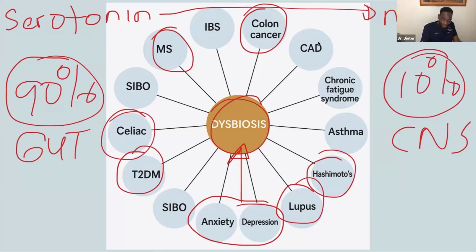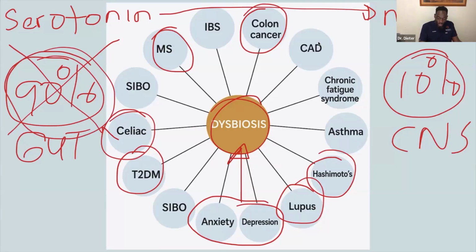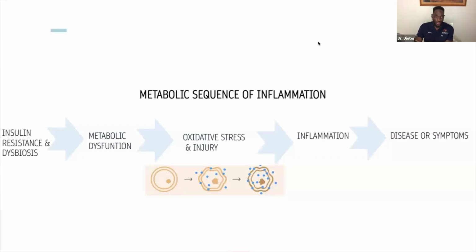So if the factory that puts out 90,000 tons of steel breaks down, a good chunk of the amount of steel will not come to the market, right? That's what happens here with anxiety and depression, because 90% of serotonin is produced in the gut. When the gut is unhealthy, this huge chunk of serotonin is not produced. You have anxiety and depression. So that is dysbiosis.